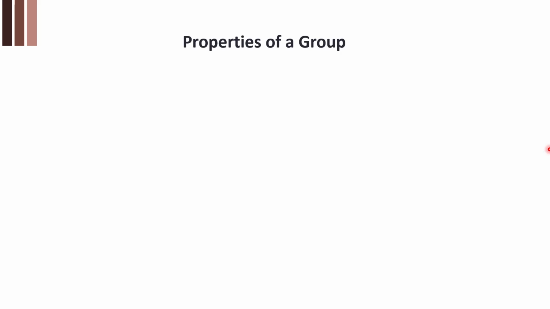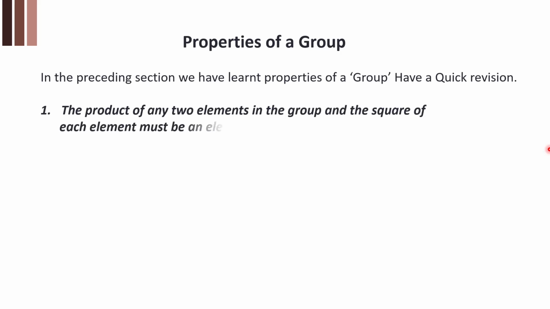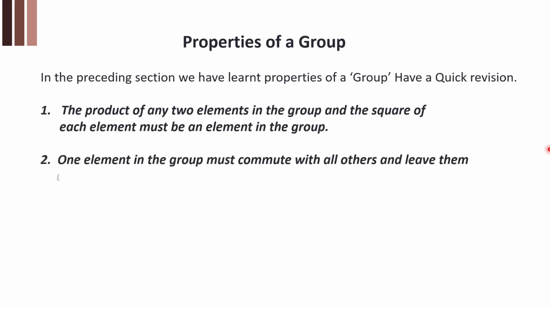We'll quickly go through the properties of a group. As we have discussed earlier, a group is a collection of 4 postulates that is applied to a set, and if it happens to fulfill all the conditions imposed, then it is termed as a group. The 4 postulates are: number 1, the product of any 2 elements or the square of the element must be an element of the group. Number 2, one element of the group must commute with all other elements and leave them unchanged. It means that an identity element must exist.